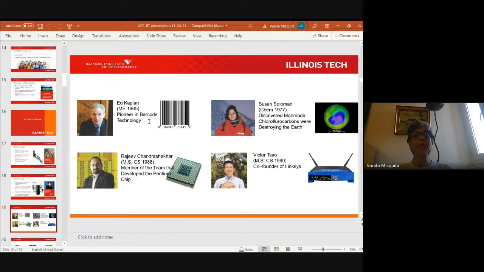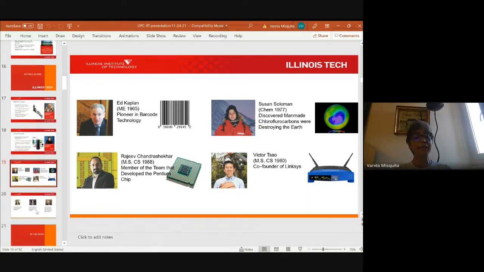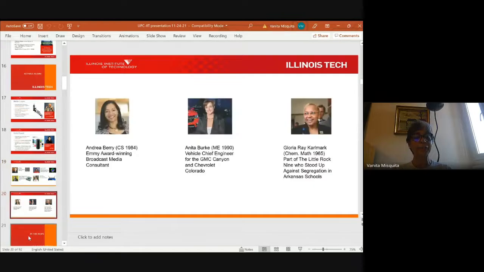Other notable alumni: when you purchase any product and you see the barcode, and now in stores you have to scan the barcode yourself, well, one of the pioneers in barcode technology was an Illinois Tech graduate. His name is Ed Kaplan, who received his master's in mechanical engineering in 1965. Another alum, Rajiv Chandrasekhar, who received his master's in computer science in 1988, was a member of the team that developed the Pentium chip. Susan Solomon discovered the problem with the ozone layer, and there are many other notable alumni at Illinois Tech.